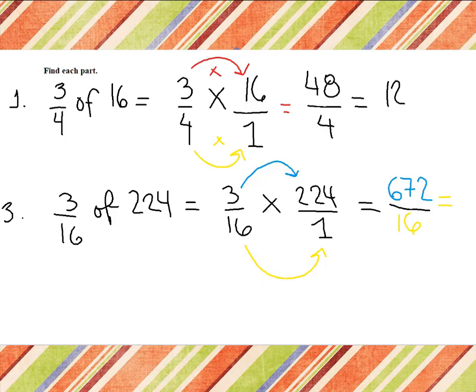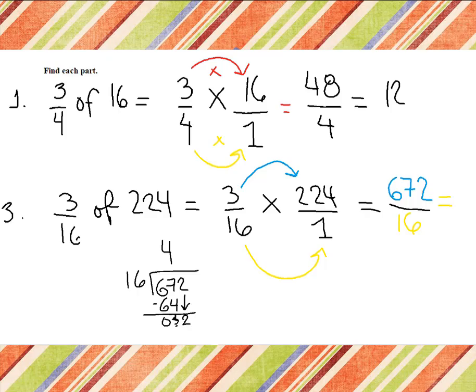Now we need to divide this. 672, let's divide by 16. How many times is 16 in 67? It's 4 times. 4 times 16 is 64. Let's subtract: 3. Let's write the number 3 correctly. This number is going down.